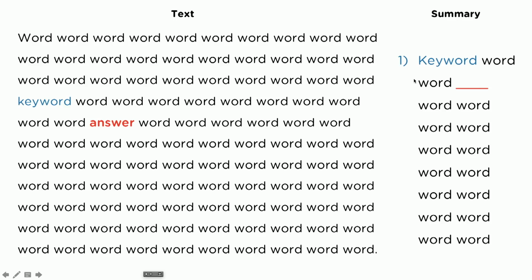Or it might happen like this, and you find the keyword, you find the corresponding keyword, you find the answer. However, you may need to transform this word to make it fit grammatically. For example, you might have to put an S on the end, like answers. Or maybe you need an article, like the answers, for example.